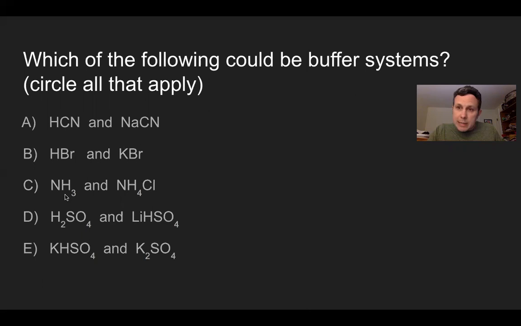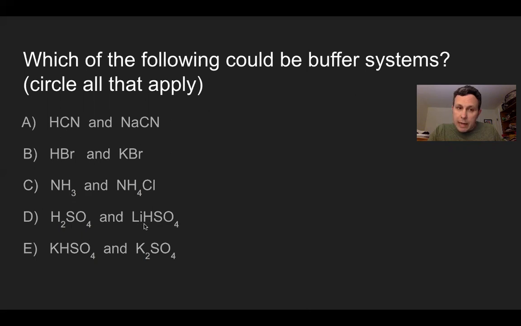NH3 you might recognize as ammonia, that's a weak base, so its conjugate acid would be NH4 plus. If this dissolves in water, it will make NH4 plus and Cl minus, so this is a weak base conjugate acid system. This is in fact a buffer. H2SO4 is a strong acid. Its conjugate base then, HSO4 minus, the system will not work.